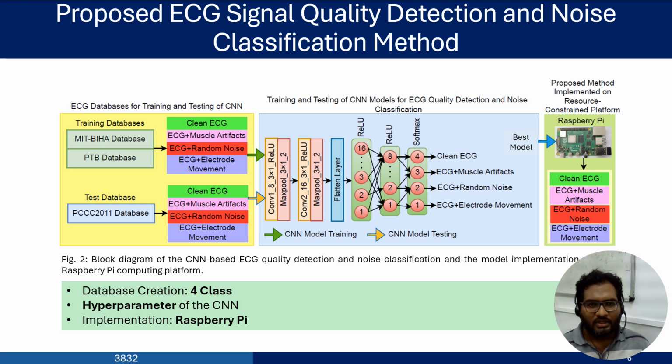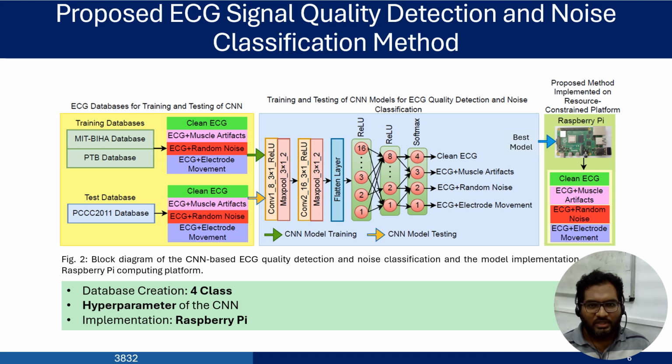Here we present the block diagram of our proposed method, which includes database creation, hyperparameter tuning of CNN models, and implementing the base model on the Raspberry Pi computing platform. So the database creation includes a training database and a test database. The training database is created from the MIT-BIH arrhythmia database and the PTB database. We have 4 classes of ECG signals: the clean ECG, ECG with muscle artifacts, ECG with random noise, and ECG with electrode movements.